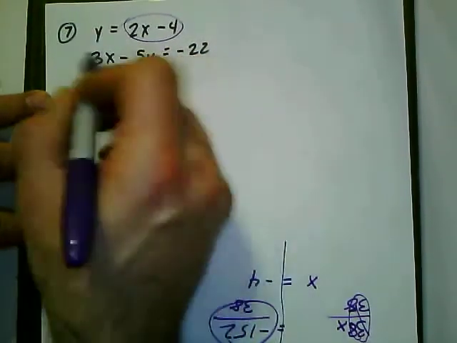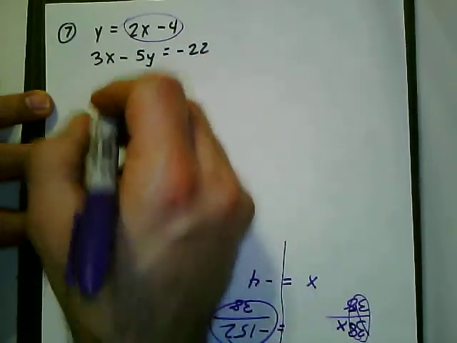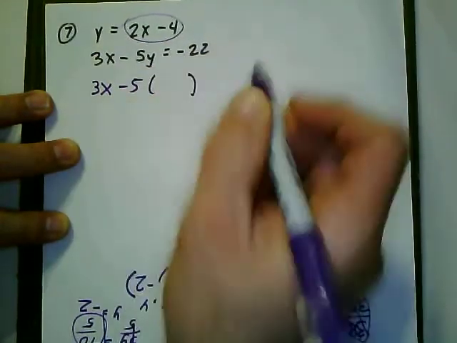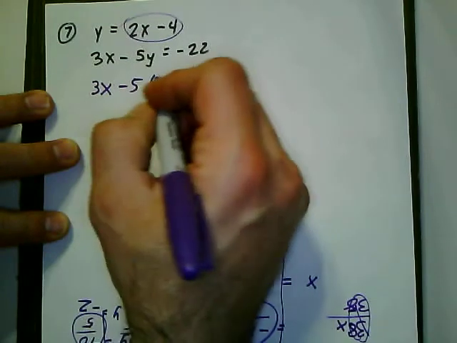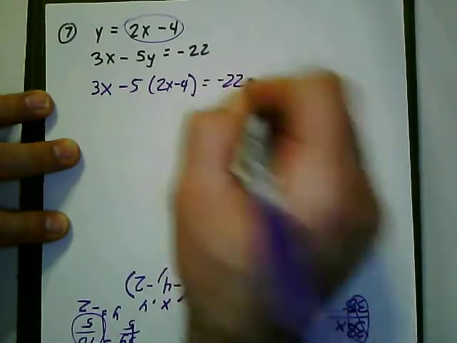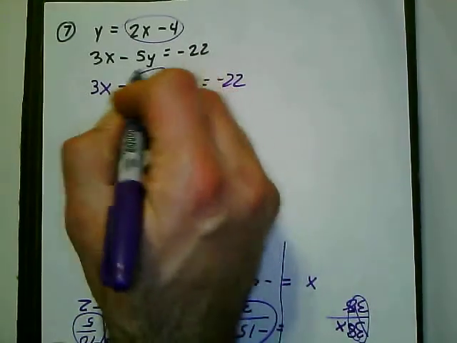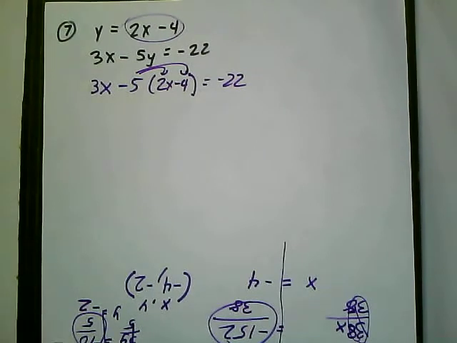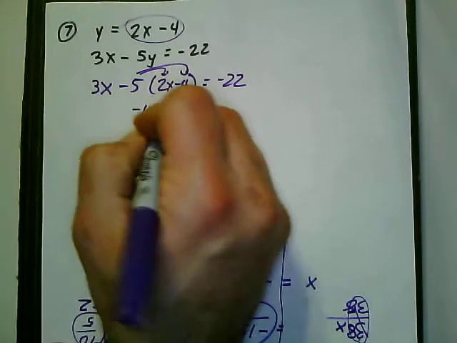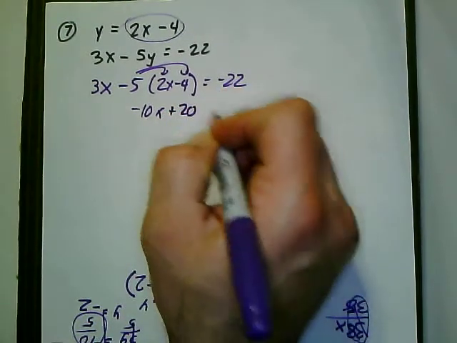So what I'm going to do is take this equation right here, the 3x minus 5y equals negative 22. I'm going to substitute all of that for y. So 3x minus 5 times 2x minus 4 equals negative 22. So what I'm going to do here then is go ahead and distribute. Negative 5 times 2 is negative 10x. Negative 5 times negative 4 is 20.